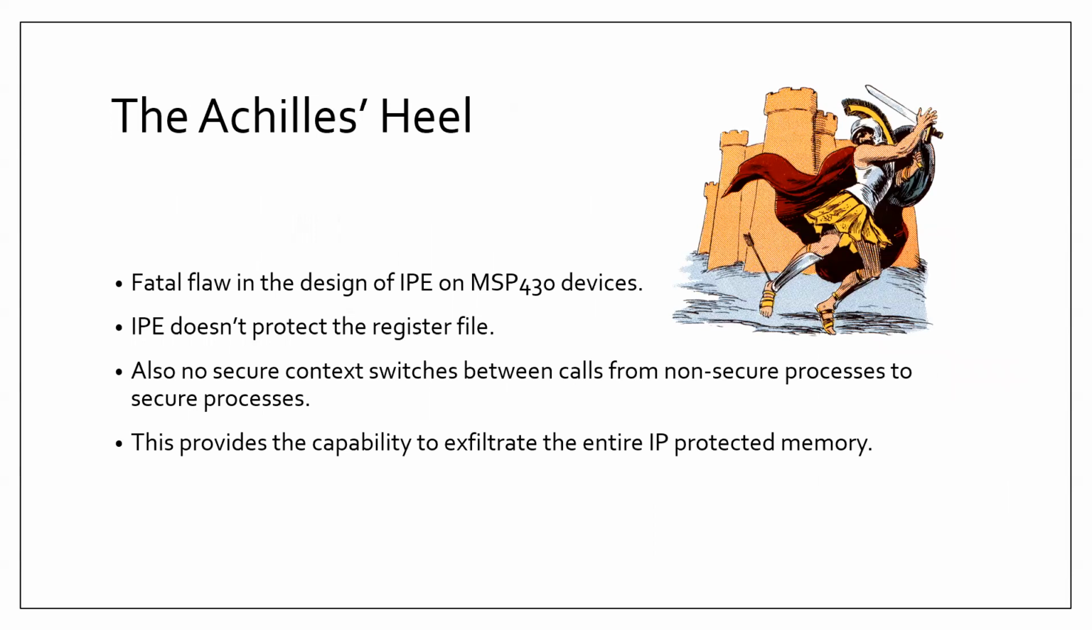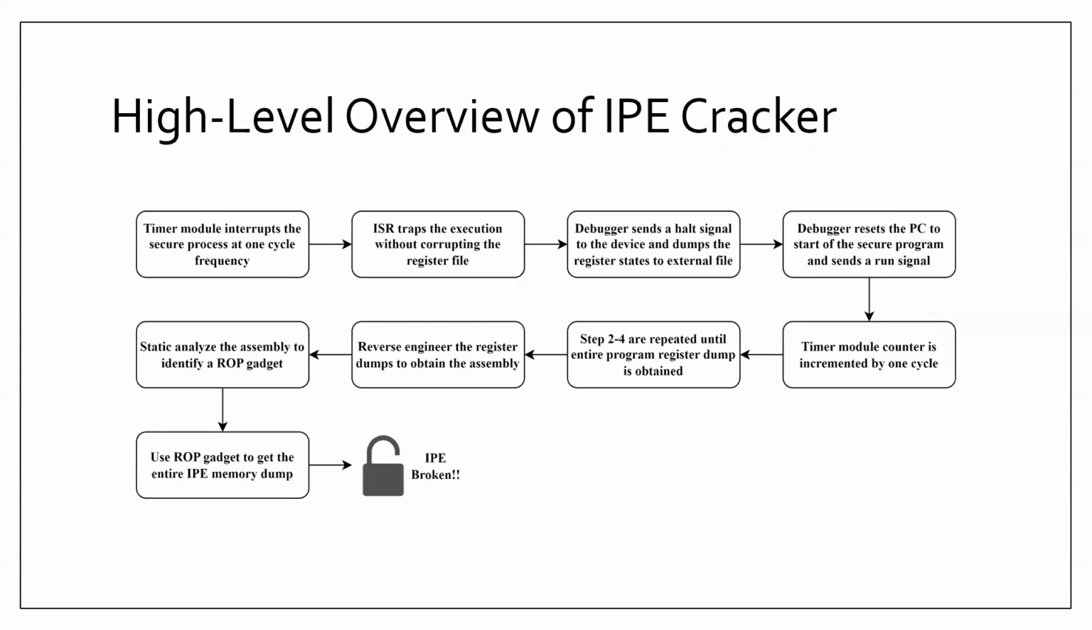So, what is the fatal flaw in the design of IP MSP430 devices? About 6 months ago, while reviewing the avant-garde security techniques supported on low-power microcontrollers, we came across a fatal flaw. IP encapsulation doesn't protect the register file. Also, no secure context switches are ensured between calls from non-secure processes to secure processes. This provides the capability to exfiltrate the entire IP protected memory, as I'll demonstrate in a couple of seconds.